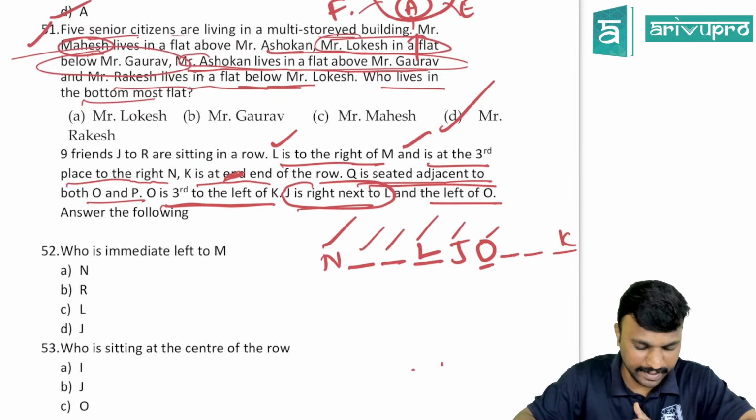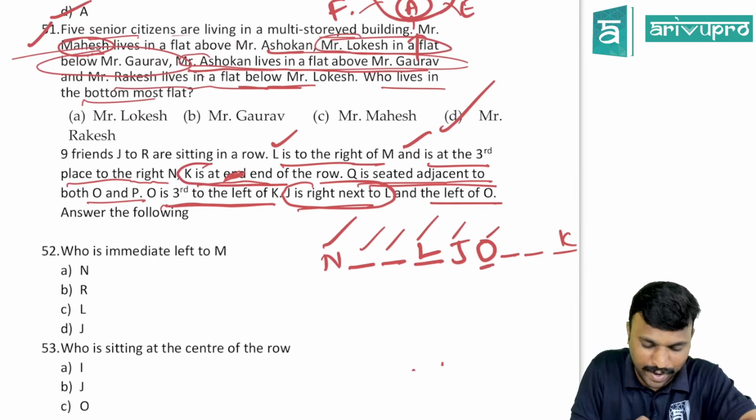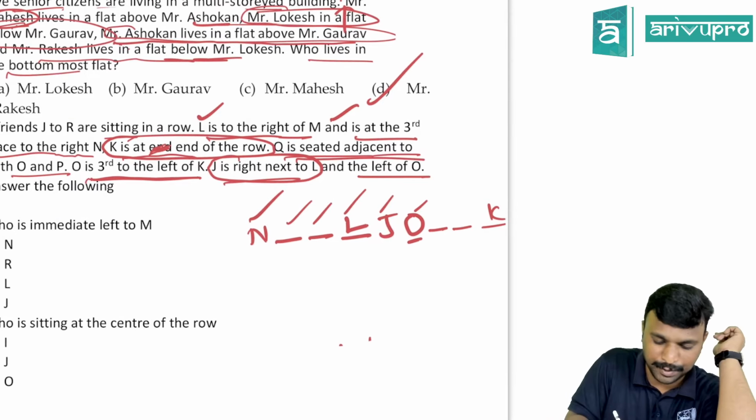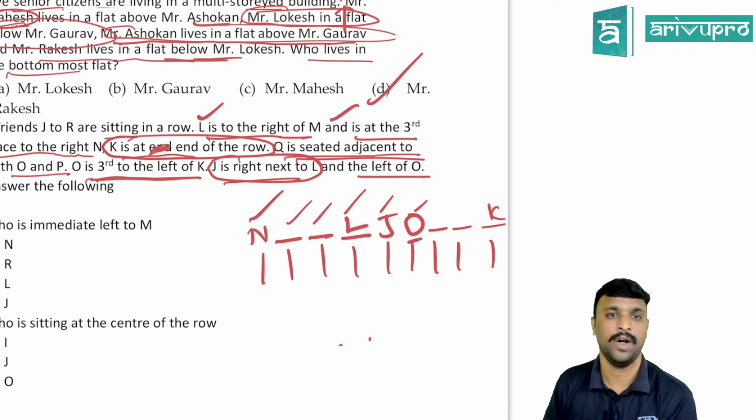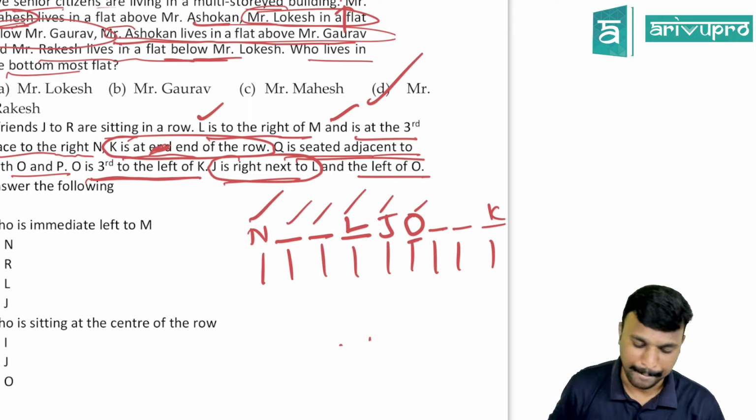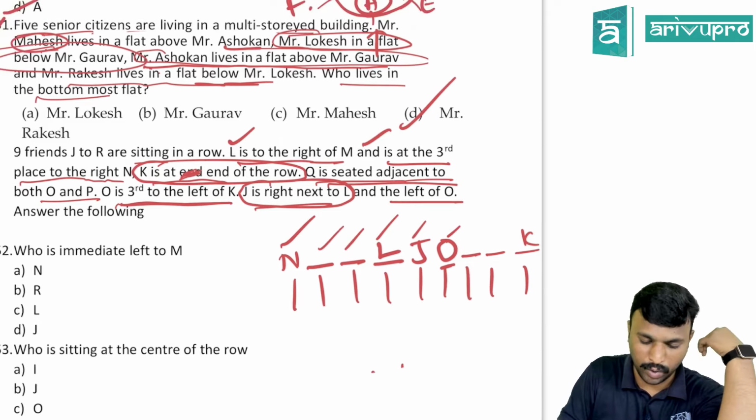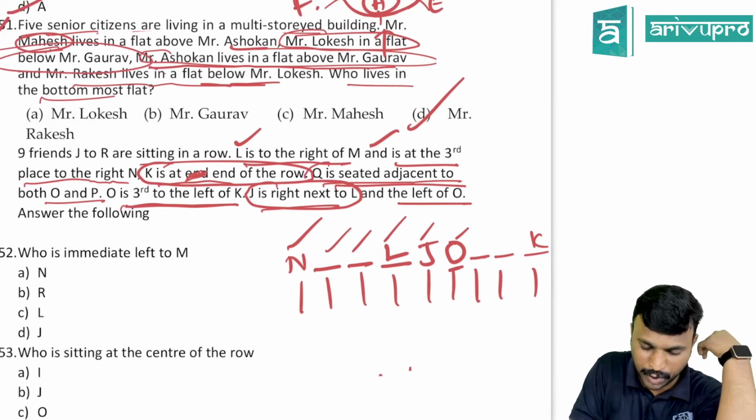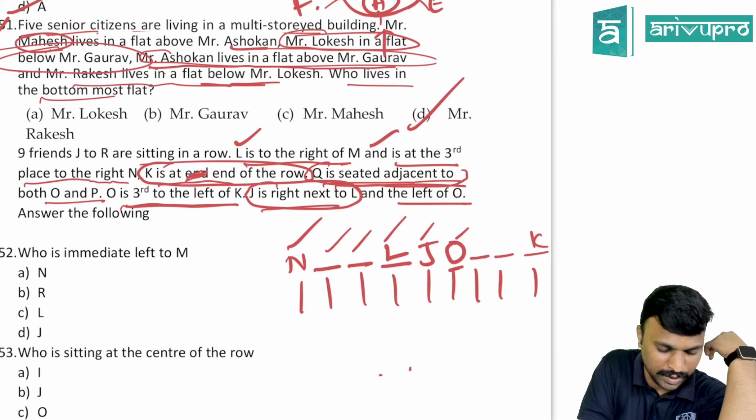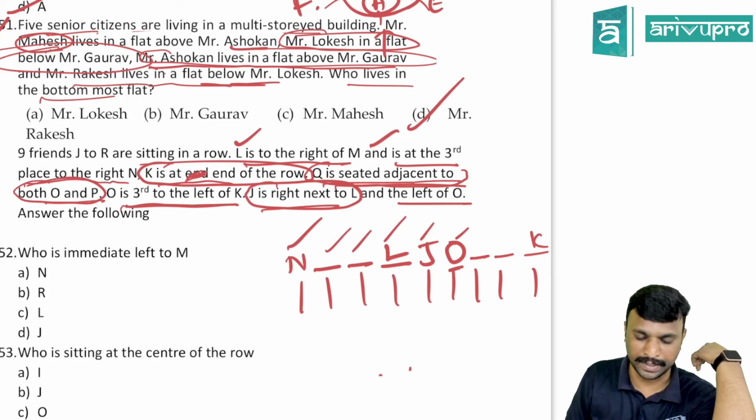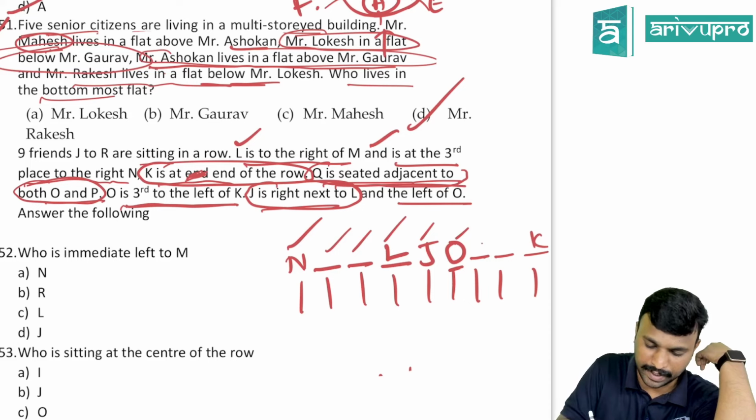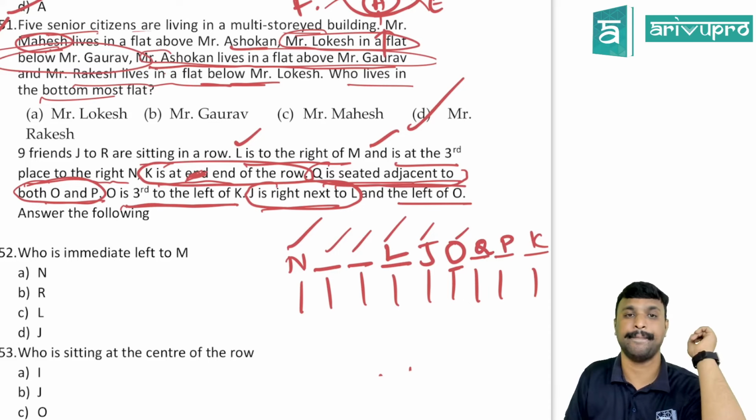And regarding K, have they specified? K is at one end of the row. So all 9 positions, 1, 2, 3, 4, 5, 6, 7, 8, 9, have been marked. Now guys, regarding O, they have given a statement. What is it? Q is seated adjacent to both O and P. So what do you mean by that? Q is in between O and P.